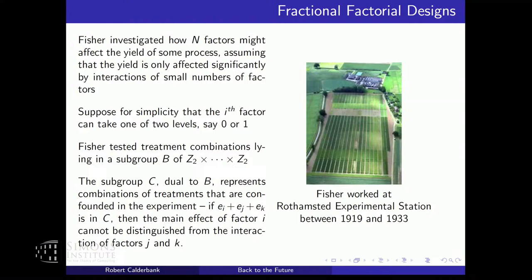When he looks at his group and he sees something in the dual group, let's say of weight 3, e_i plus e_j plus e_k, he can't work out the effect of the ith factor, he can't tell that apart from the interaction of the jth and the kth factor. And so he's interested in subgroups for which the dual has a high weight, because then he can see more clearly which main factors matter and which are not confounded.